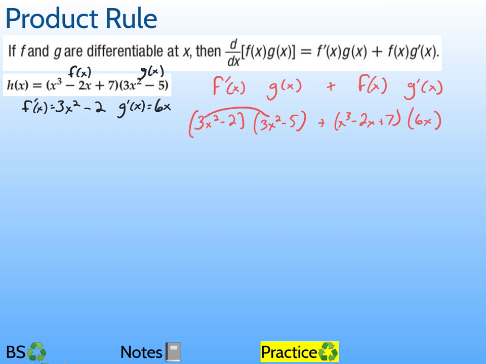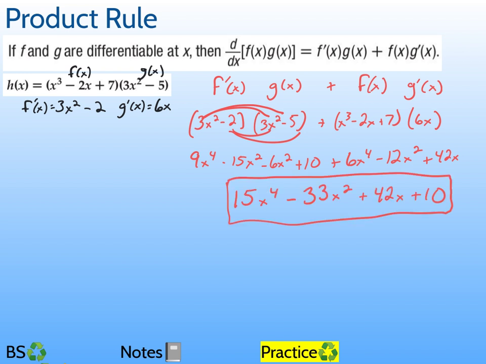So now let's write the formula and start plugging things in. So f prime of x is 3x squared minus 2 times g of x, which is 3x squared minus 5, plus f of x, x cubed minus 2x plus 7, all times g prime of x, which is just 6x. Now we can distribute 9x to the 4th minus 15x squared minus 6x squared plus 10. Then plus, we're just going to distribute 6x to all of this. We get 6x to the 4th minus 12x squared plus 42x. Now we'll just combine like terms and we're done. And that's our derivative using the product rule.